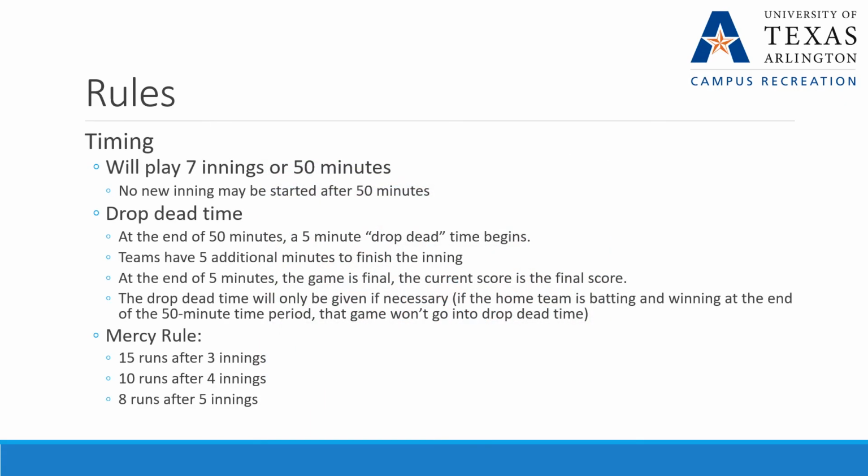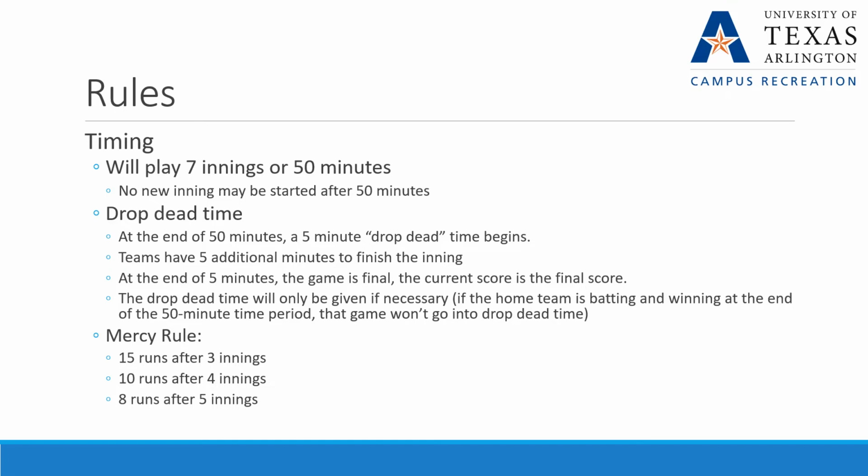For the timing of the game, teams will play 7 innings or 50 minutes. No new inning may be started after 50 minutes. The drop-dead time happens when, at the end of 50 minutes, a 5-minute period begins. Teams have an additional 5 minutes to finish that inning. At the end of 5 minutes, the game is final, and the current score is the final score, no matter what the game situation is.